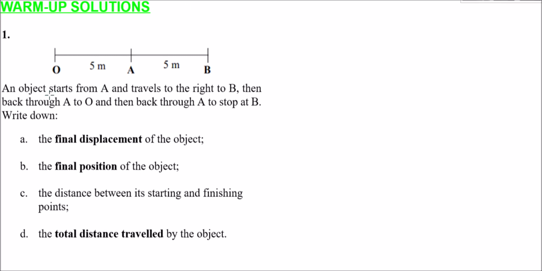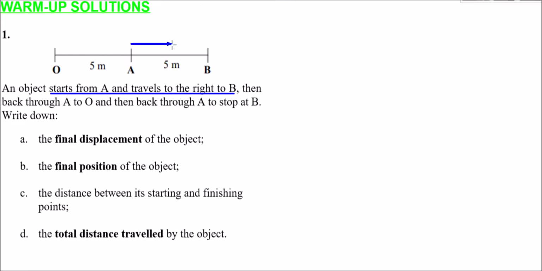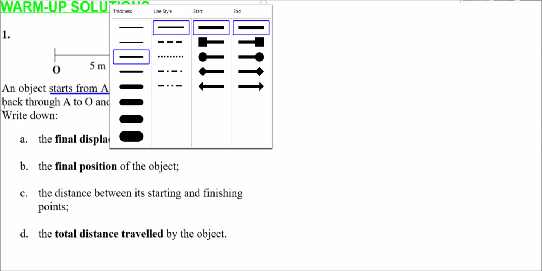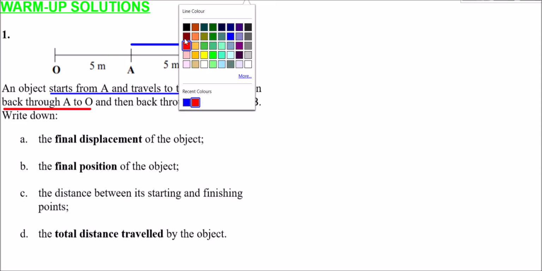So it starts from A and travels to the right to B. So I'm going to do that as the first step. So first of all, what's happening? I'll just draw a line on to denote what's going on. We're starting at A and going to the right to B. Then we go back through A to O, and so what does this mean? So back through A to O means we're going to go this way from B back to O.